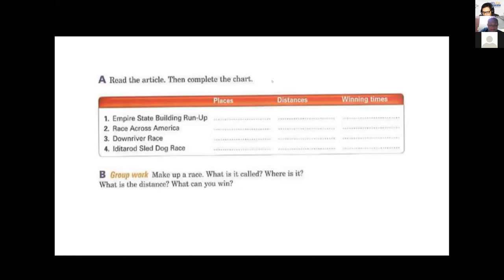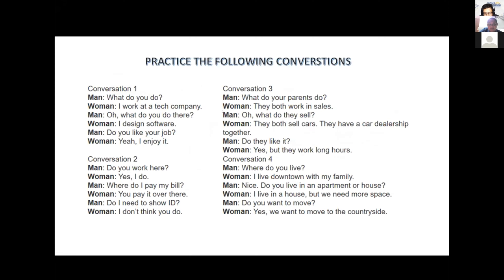Let's go with the next one and we go on to the next exercise. Tenemos una practice the conversation. Para esto, vamos a tratar de practicar una conversación, pero antes quiero que usted revise la conversation, y vamos a pasar a la asistencia. One second.